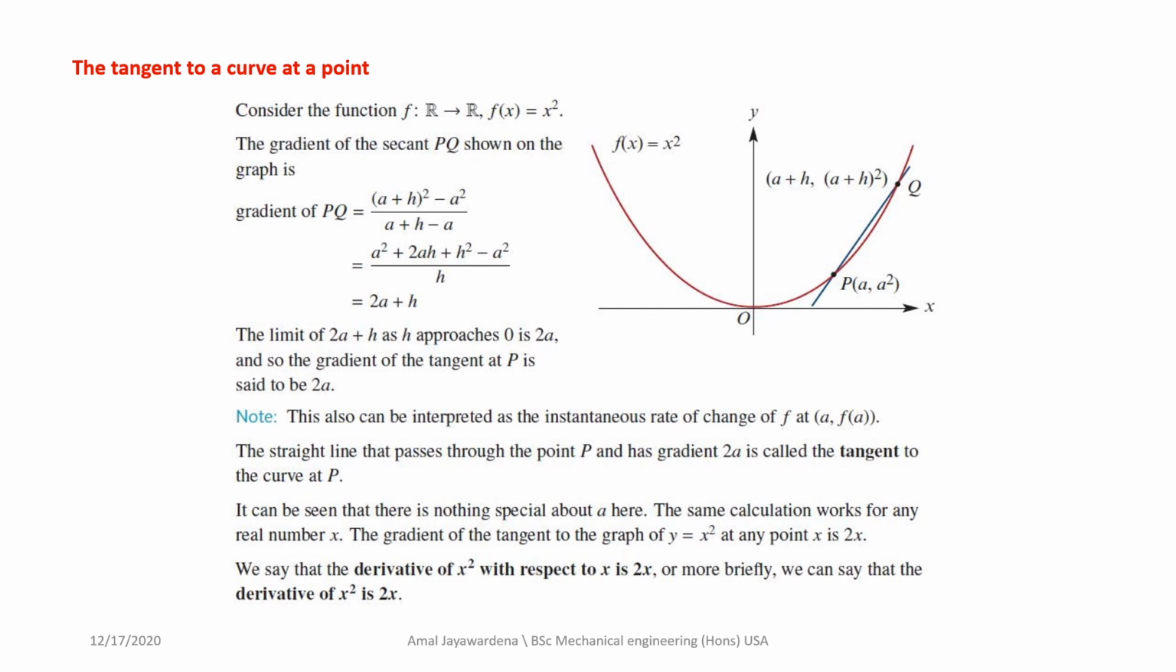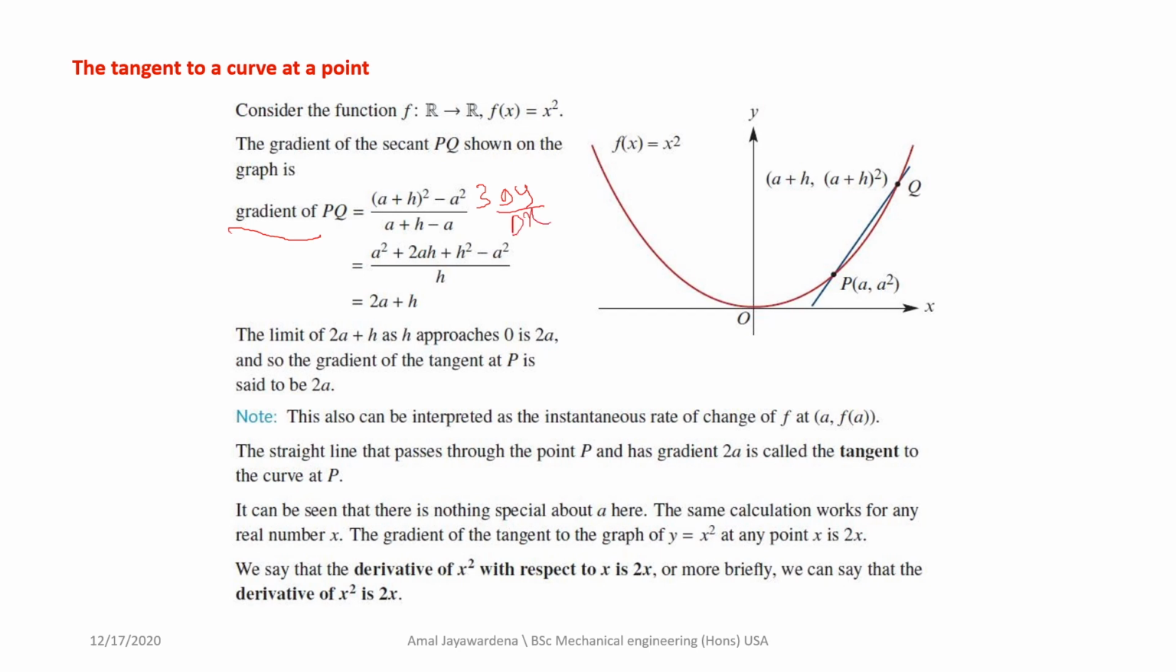The gradient of the secant PQ shown on the graph is, in other words, the rate of change, the average rate of change of PQ. This is the same as how we found it in the previous slide. So here the gradient of PQ is equal to the change in y divided by the change in x.